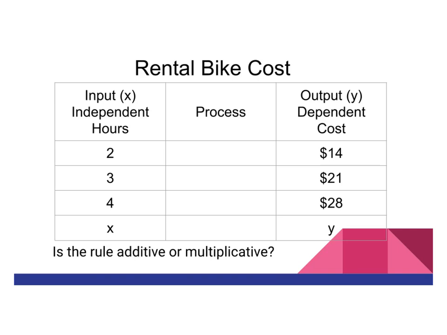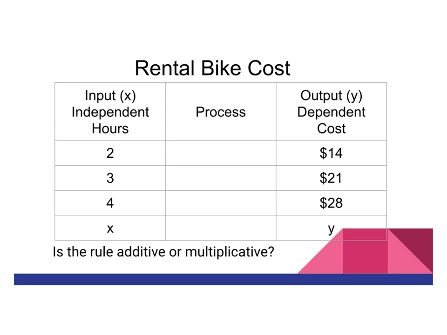So here we're going to continue with figuring out what the rule is. So this is rental by cost. Remember, input and independent is the same thing. So whatever you input in, it's your independent variable, which is the letter X. And in this case, it represents the number of hours. And your output is your dependent variable, which is letter Y, and in this case, it represents the cost.